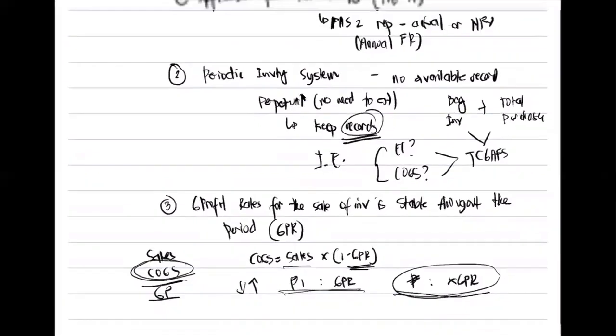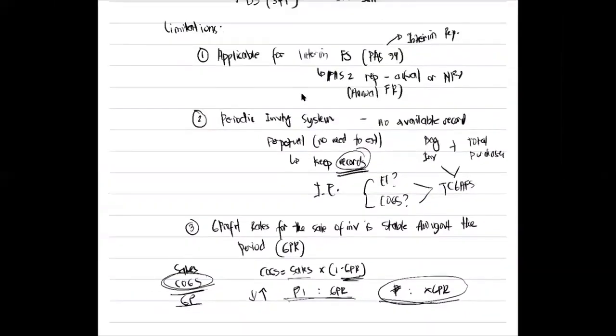So what are the three limitations again? First, it is only applicable for interim financial statements. Second, it is for periodic inventory system only, not used for perpetual, because in perpetual we keep records. While in your periodic inventory system, what we have in our records is the total cost of goods available for sale. So we need to split the amount of ending inventory and cost of goods sold.